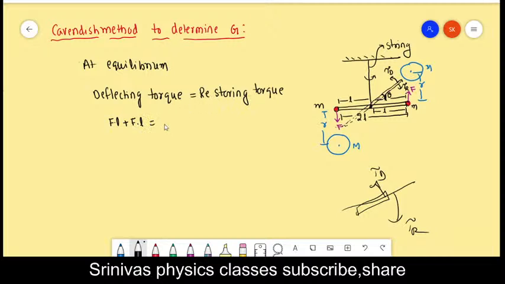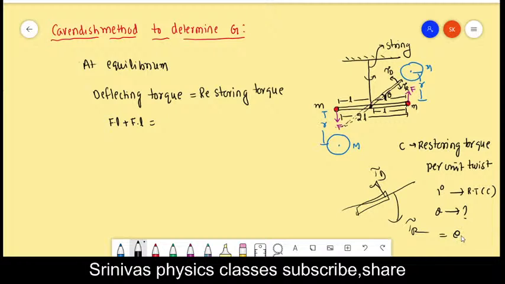And what is the restoring torque? Let us consider C as the restoring torque per unit twist. Unit twist means per 1 degree the restoring torque is C. For theta degrees, how much will it be? Theta into C. That is nothing but C theta, the restoring torque. And we get 2FL equals C theta.